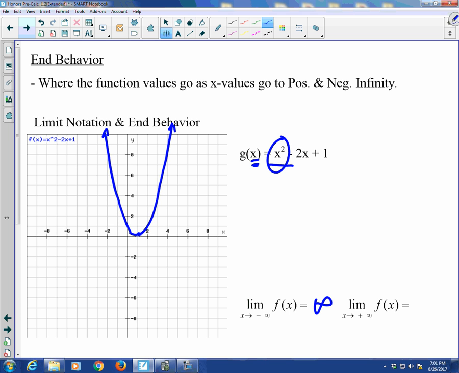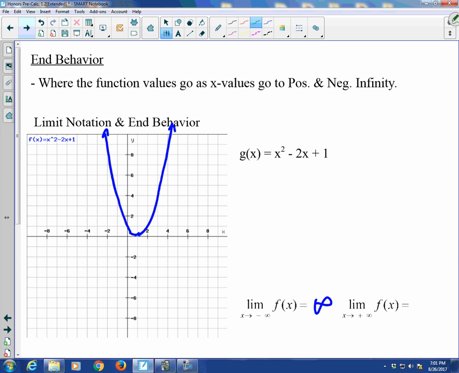this highest powered term is going to be so much larger than the rest of the terms that these guys aren't even going to matter, right? This guy is going to be so large, he's basically going to determine where the y values of the function are going to go.